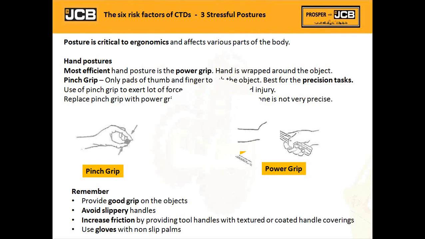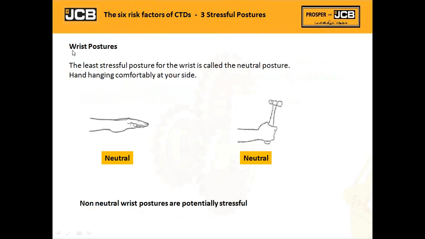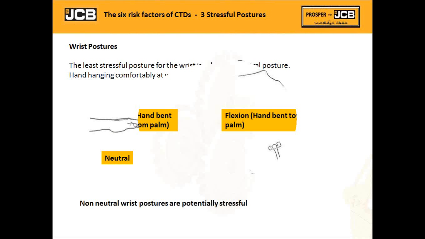Now look, that was the hand posture. Now look at the wrist posture. When we talk about the wrist posture, this is our wrist, and when our hand is straight with the wrist, this is called the neutral position, and here we are not posing any stress to our wrist. Again this is a neutral position wherein the hand is straight and no stress is being pushed. So non-neutral wrist postures are potentially stressful. Let us have a look at the other slides.